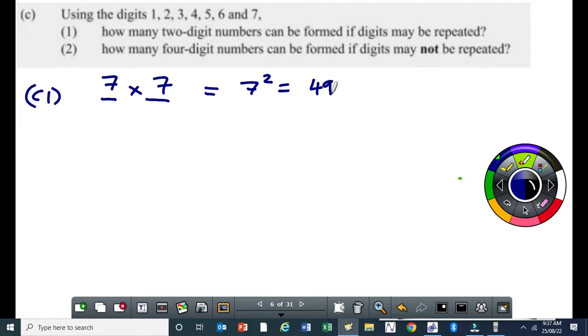This is the repetition case, whereby you use the exponential form. You have 7 digits, but there are only 2 positions. So in how many ways can you form 2-digit numbers? It will be 7 squared, which is 49, because repetition is allowed. Then the next one.